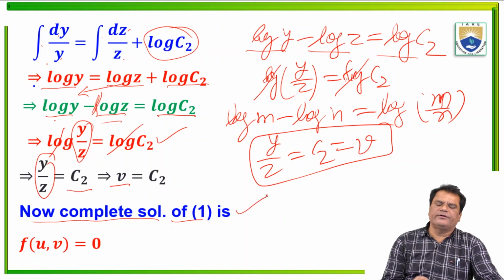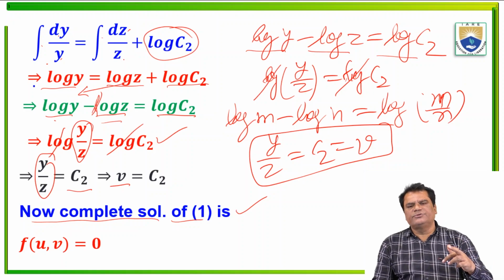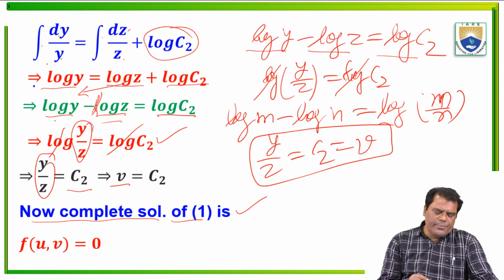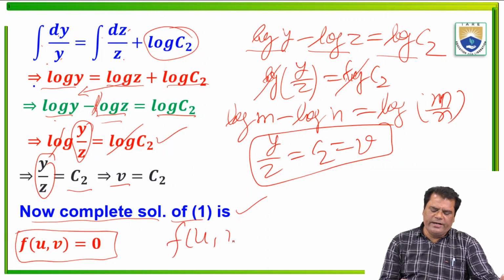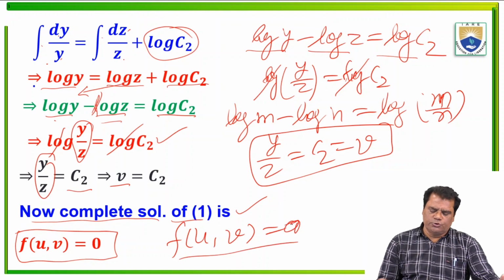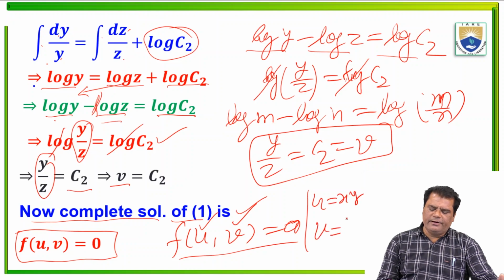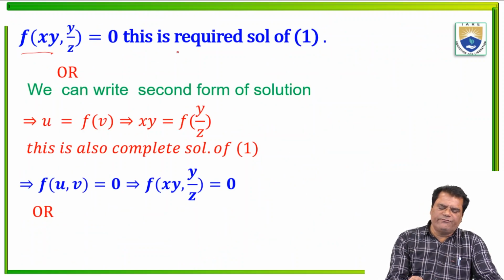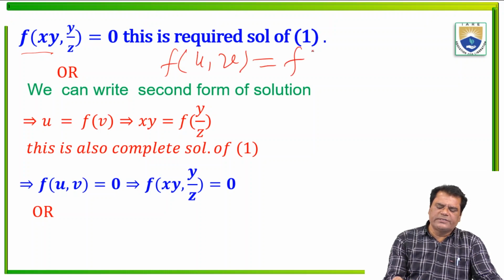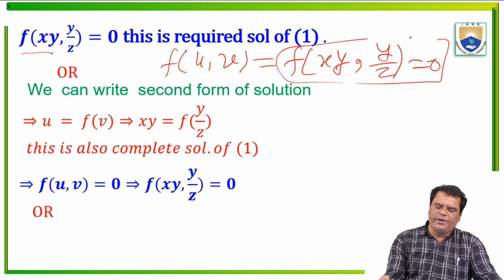Now the complete solution. The first solution is u in the last relation and the second solution v in the second relation. So the complete solution of the given question is f(u, v) equal to 0, a function of u and v equal to 0. Putting the values of u and v here: u is xy and v is y upon z. So the function f(xy, y upon z) equal to 0 is the complete solution of the given question.